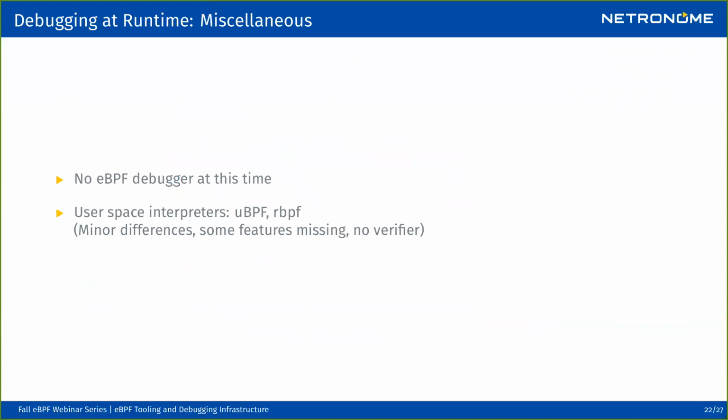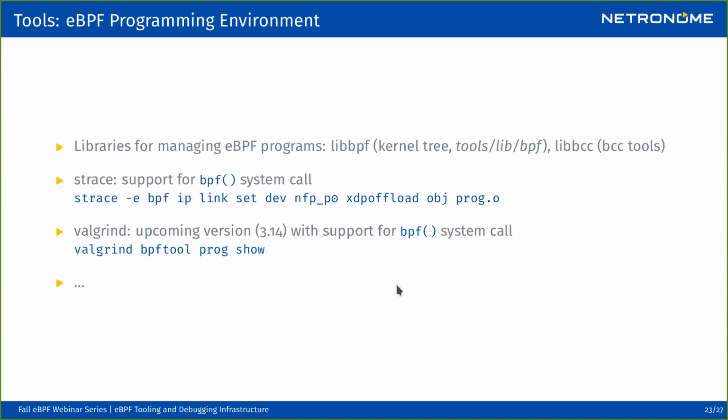So we don't really have an eBPF debugger at this time, but if you are confused about what your program is doing, you might want to try some of the user space interpreters that exist. There is one in C, which is uBPF, and one in Rust, which is RBPF. They don't have all BPF features. The support is not as complete as in the kernel, but you might want to try them if you really need to debug step by step. That's in user space, so it might help.